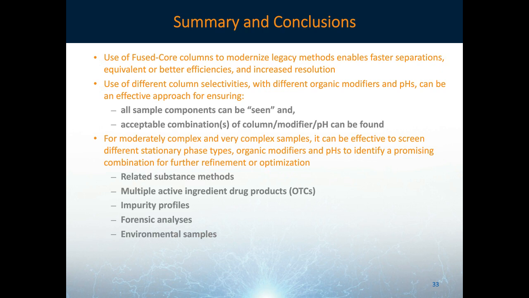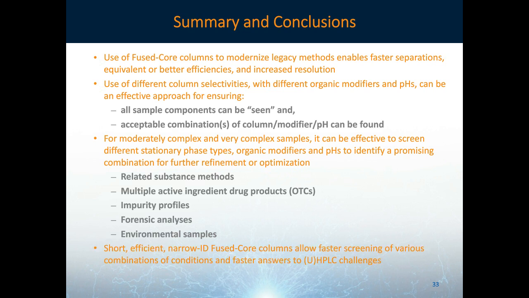For moderately complex and very complex samples, it can be effective to screen different stationary phase types, organic modifiers, and pHs to identify a promising combination for further refinement or optimization. And this is for related substance methods, multiple active ingredient drug products, or OTCs, impurity profiles, forensic analyses, and environmental samples. Short, efficient, narrow ID fused-core columns allow faster screening of various combinations of conditions and faster answers to UHPLC challenges.